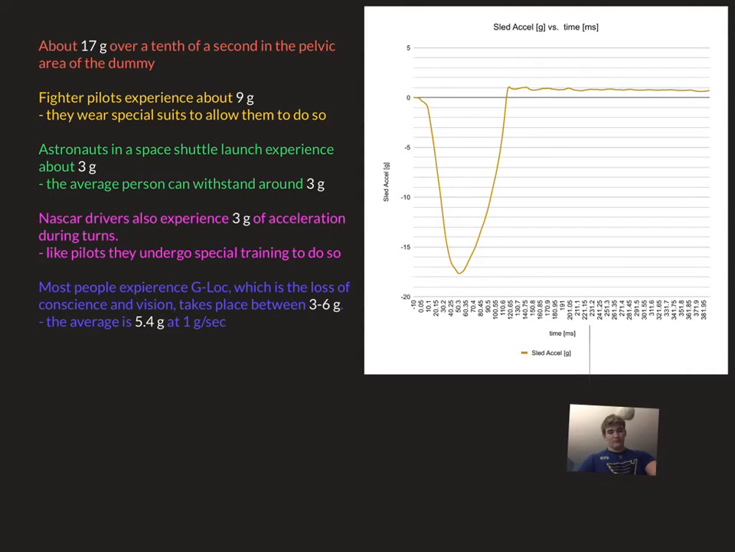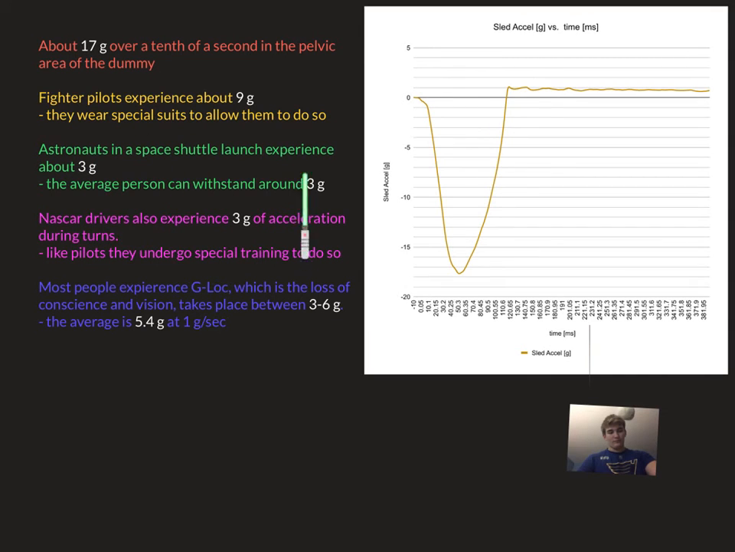They get training to last through extensive periods of high G's, and they also have suits that are specifically designed to help regulate and prevent the acceleration from hurting them. Astronauts also have the same sort of training and equipment.